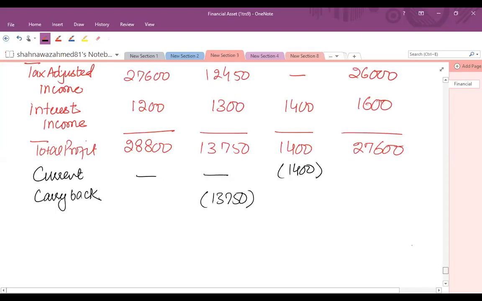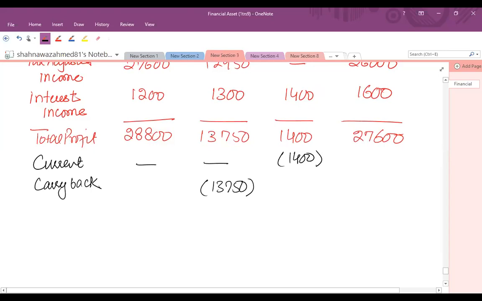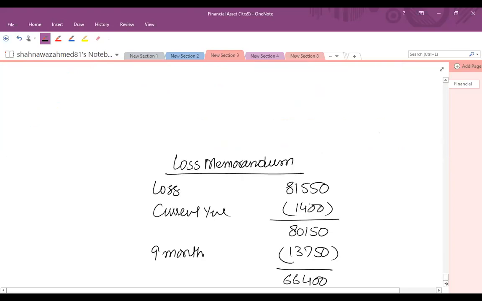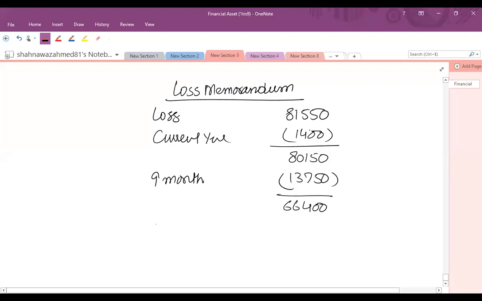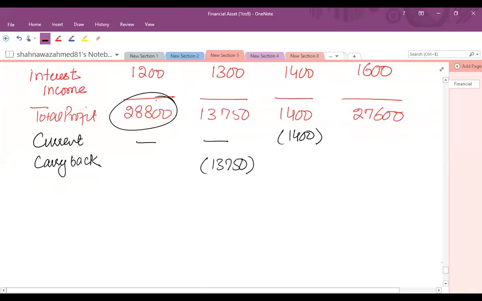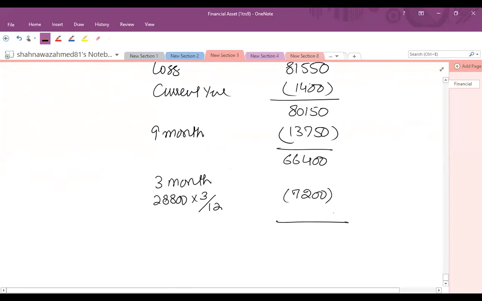66,400 available. Now we have to move to carryback, but only 3 months are available. So we'll offset from this, but only 3 months available. So 28,000. In the last period, for further carryback of 3 months, we have available profit of 28,800, but we can only offset the 3-month period. So the availability is only 7,200. So in this way, 7,200 carryback is offset here, and the remaining available loss is 59,200, and that can be offset using the carry forward option available.